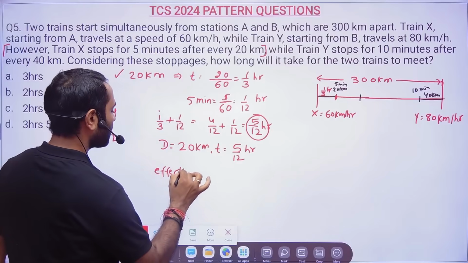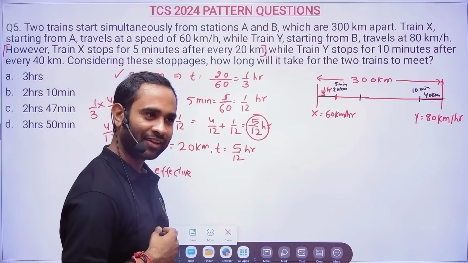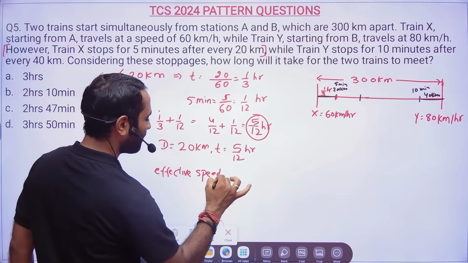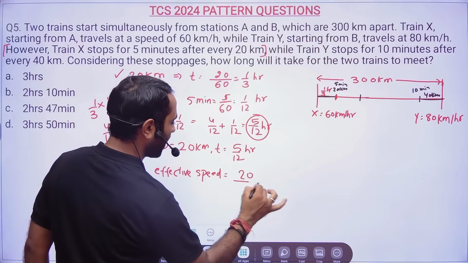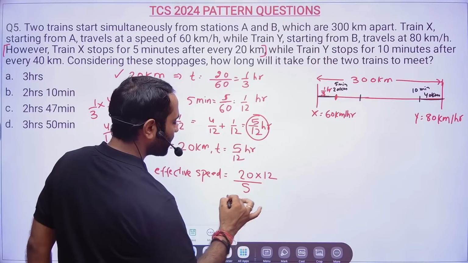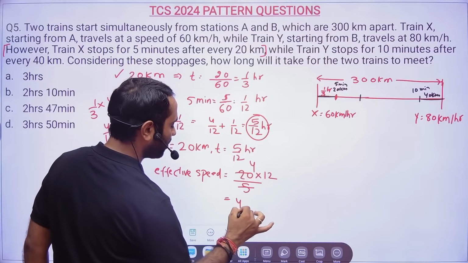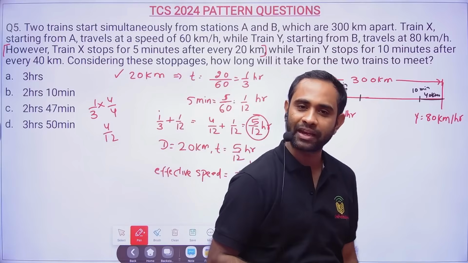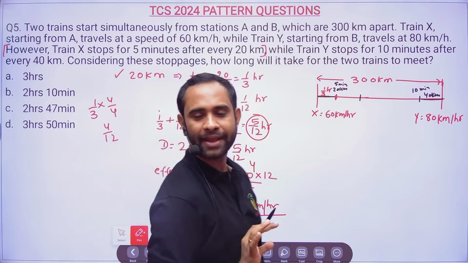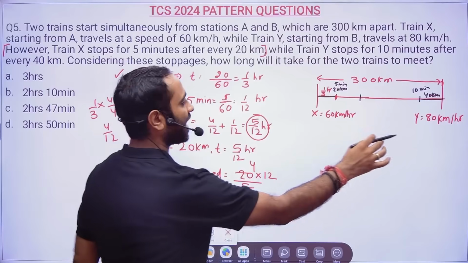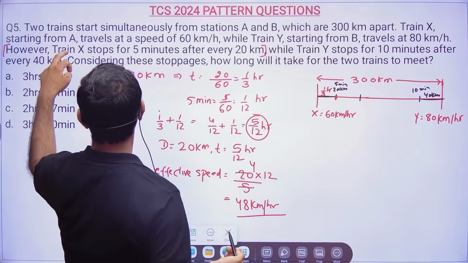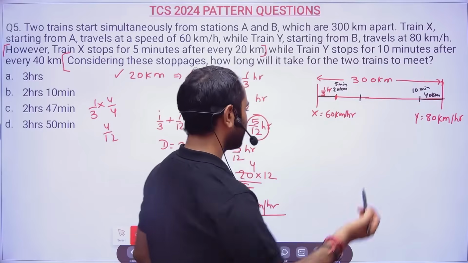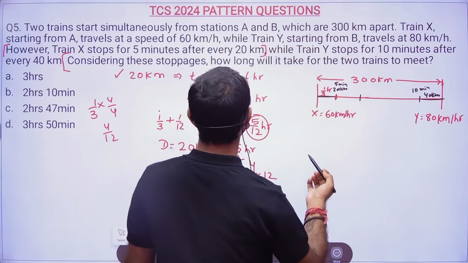Okay. So now the effective speed, since at every station he is waiting, is 20 divided by 5/12, so 12 will go up. So this is 5, 4 times 12 is 48 kilometers per hour. So instead of covering 60 kilometers in 1 hour, you are now covering only 48 kilometers per hour. Same thing we have to do for Y, because they are telling us to consider this stoppage, how long will it take for the two trains to meet. For the second train also we are going to do the same thing.